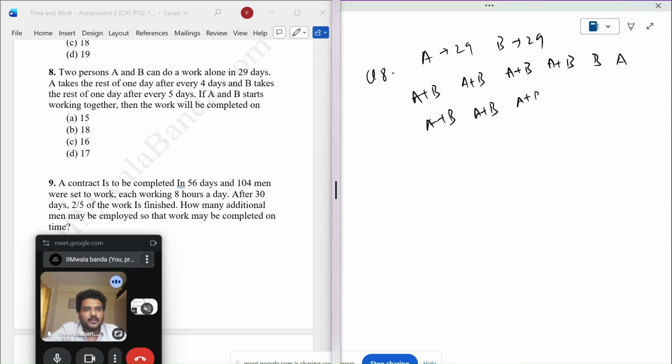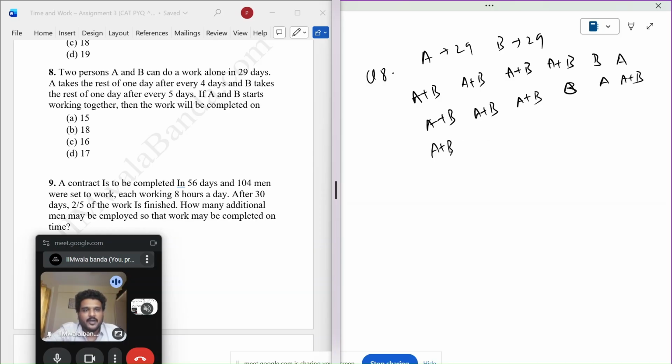1, 2, 3, 1, 2, 3. So A took rest here. So 1, 2, 3, 4. Again, A is gonna take rest. So B will work. And B is gonna take rest after 5 days. 1, 2, 3, 1, 2, 3, 4, 5. A is gonna work and then again A plus B.